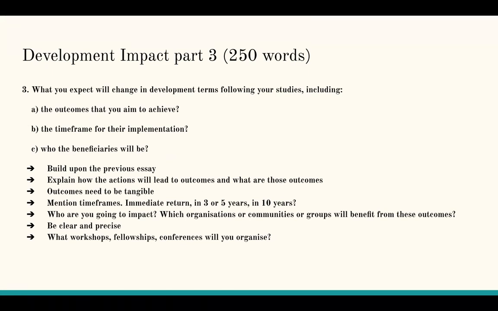And who are you going to impact? When you talk about beneficiaries, it's the who, and from what communities or organizations these people are coming, which states these people are coming from. You need to be very clear and precise, and the action steps need to be clearly explained. I'm going to impact these many teachers. How? Workshops? Are you planning to do fellowships, conferences? What are you planning to organize? That action plan needs to be there in this particular question.